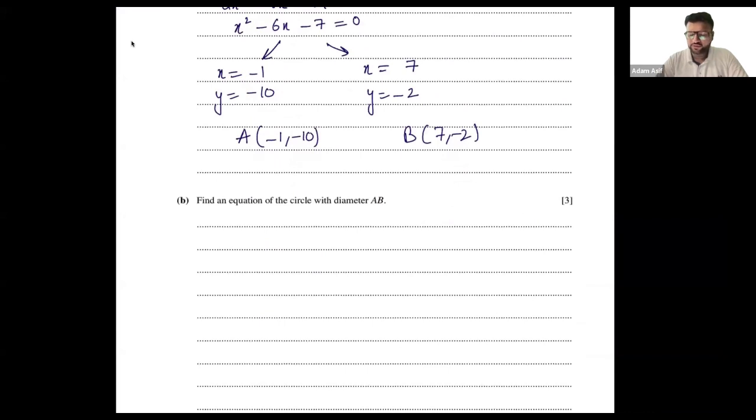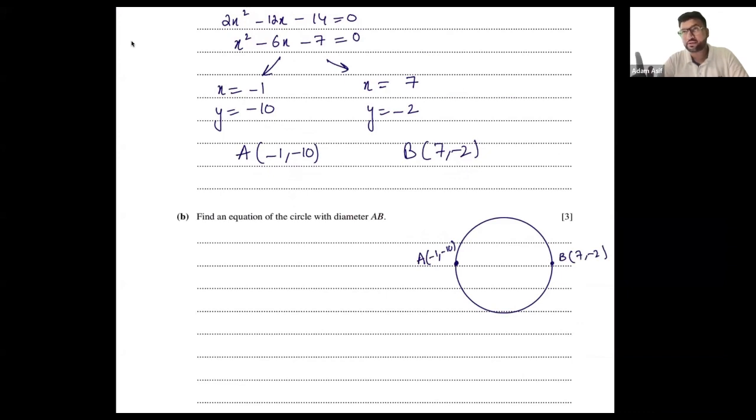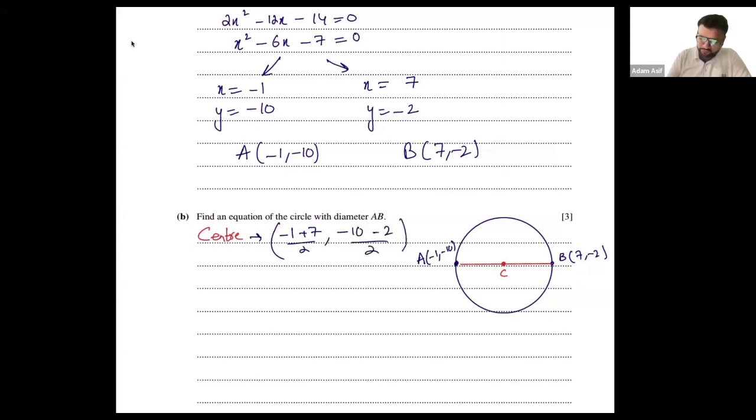Part B says find an equation of a circle with AB as a diameter. So if AB are the points on the circumference of a circle and AB is a diameter, we need to find that equation of a circle. For equation of a circle, we need two things. One is the center of the circle and the other thing is the radius. For the center, if you know AB is a diameter, then the center of the circle is just going to be the midpoint of AB. So to find the coordinates of the center, we are just going to take the midpoint of A and B. Minus 1 plus 7 upon 2 and minus 10 minus 2 upon 2.